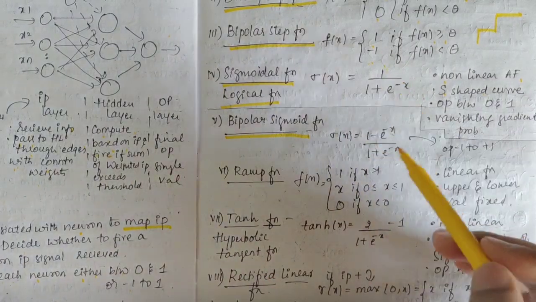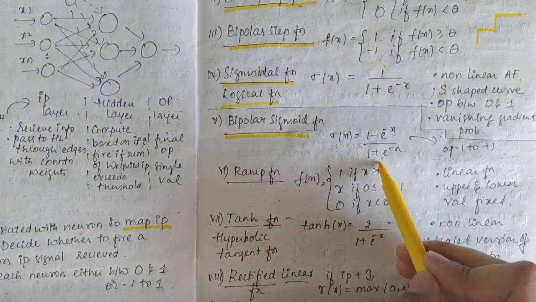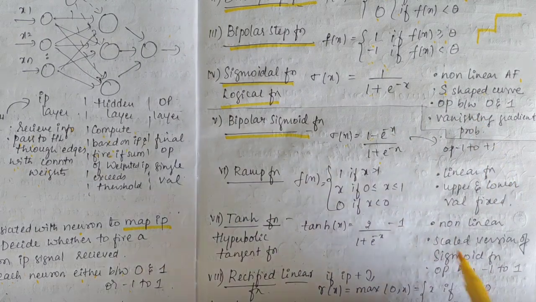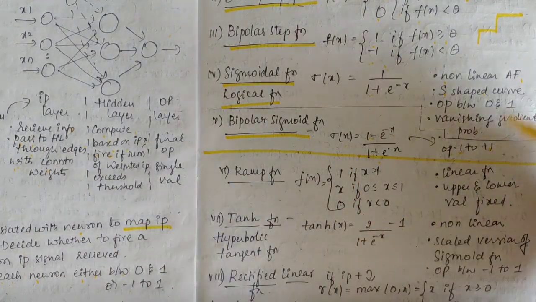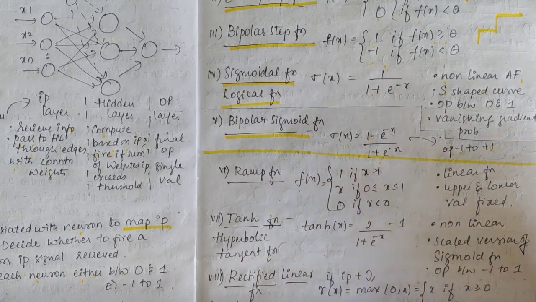So here it is an extension of this. Sigma x is 1 plus e to the power minus x below, and above you write 1 minus e to the power minus x. So the output is between -1 and +1, and most of the things are the same here. The vanishing gradient problem is seen here also.